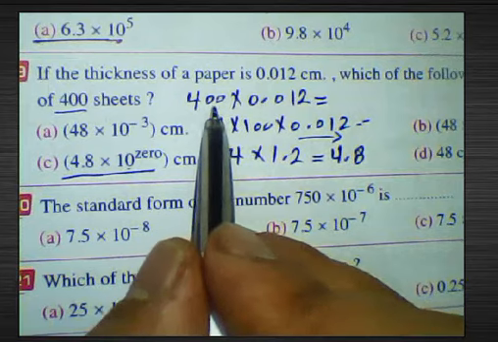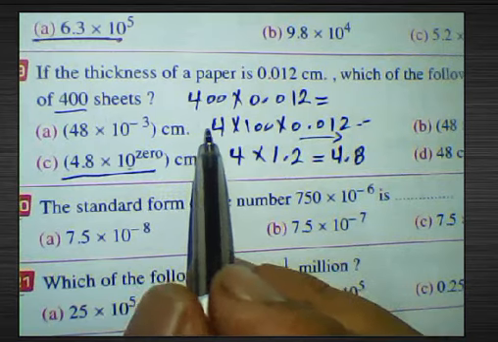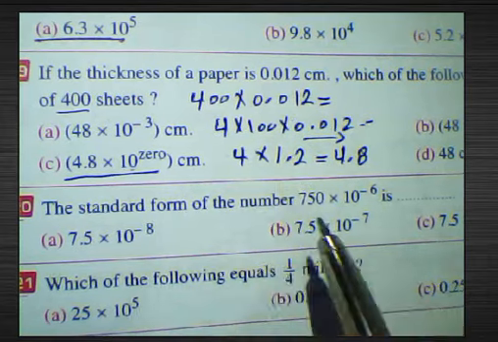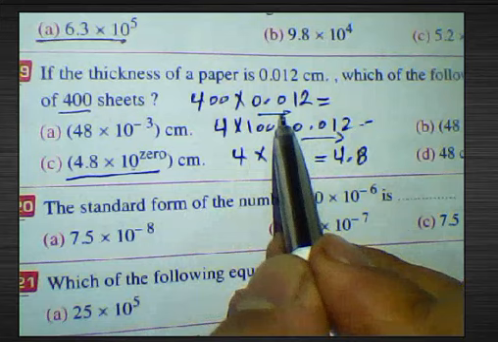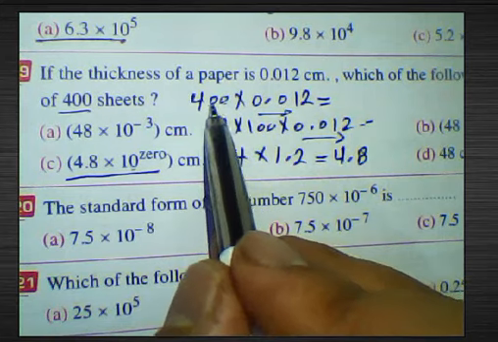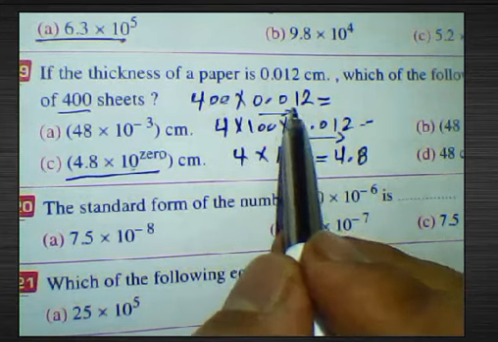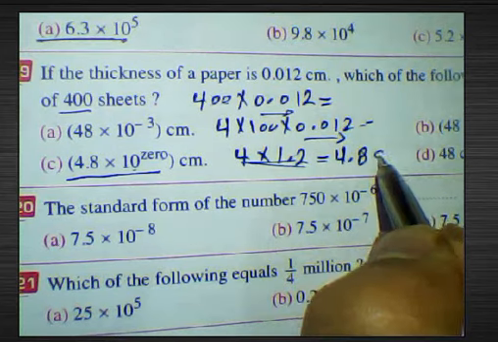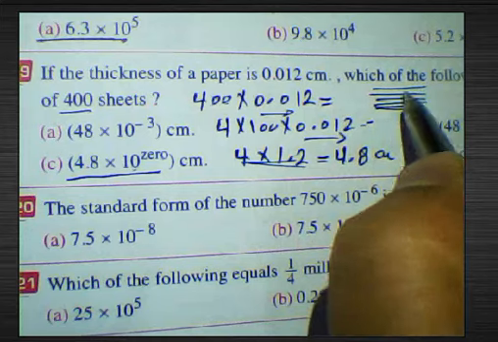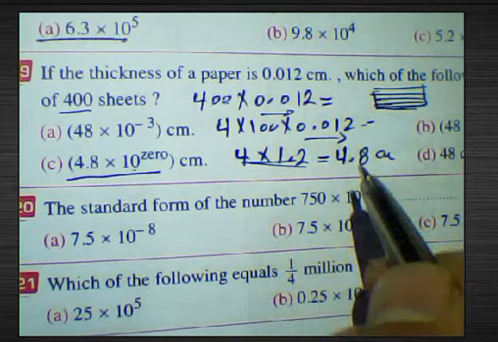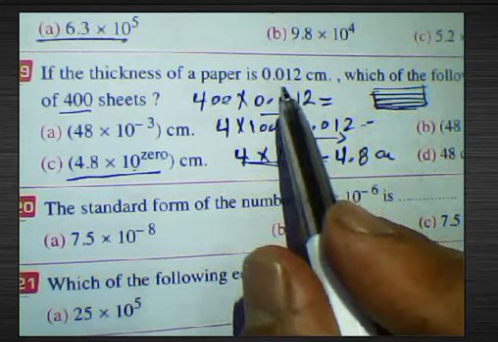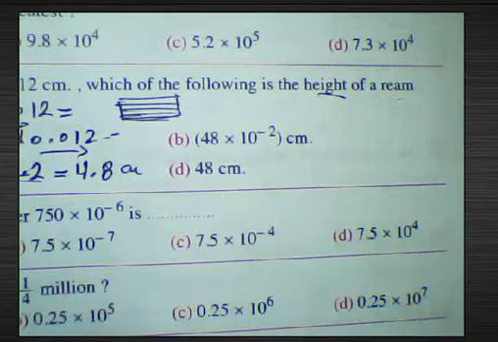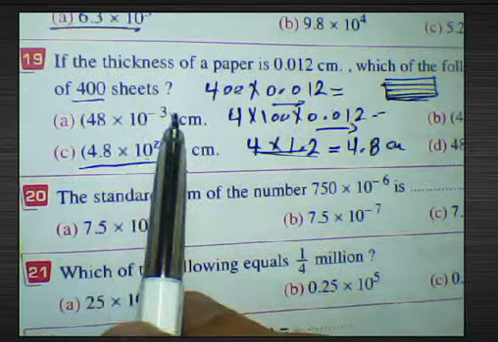Again, this number you can find by using a calculator. 400 times 0.012. 4 times 12 is 48, and the point moves to the right-hand side by 2 digits because we have 2 decimal places here. 1.2 times 4, 4.8 centimeters. Okay, it's a paper. We have a lot of papers here. The height of each one of them equals 0.012. We can find the height of a ream of 400 sheets.